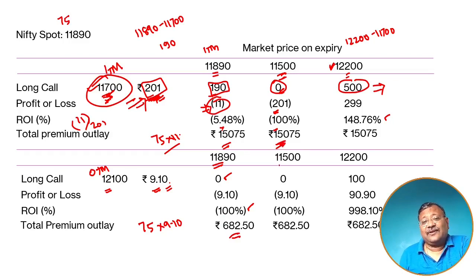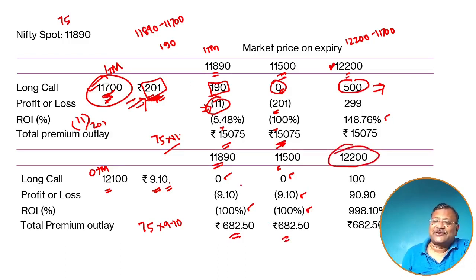If the Nifty on expiry date is 11,500, again he's got a right to buy it at 12,100, so the option will be out of the money. It will be trading at zero, so he's lost his entire premium, that is 9.10. So his return on investment is a negative 100%. Again, he lost only 682.5. But this is where something interesting happens. Suppose the Nifty expires at 12,200. Remember, he's got a right to buy at 12,100. That means this option is now in the money, which means it will be trading at its intrinsic value on expiry, and intrinsic value is 100, and 100 is nothing but 12,200 minus 12,100.